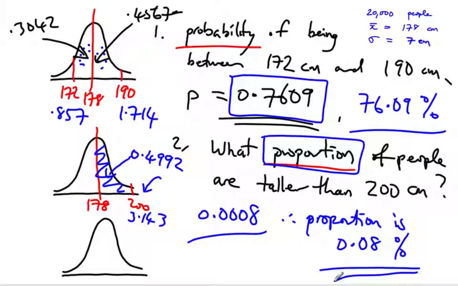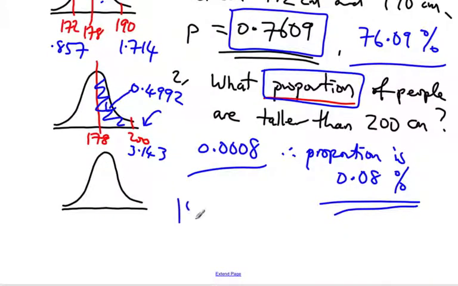Okay? If we want to know exactly, all we do is take the probability, 0.7609, times it by how many people there were. 0.7609 multiplied by 20,000 is exactly how many? 15,218. Was there any decimals here? No. That was it.